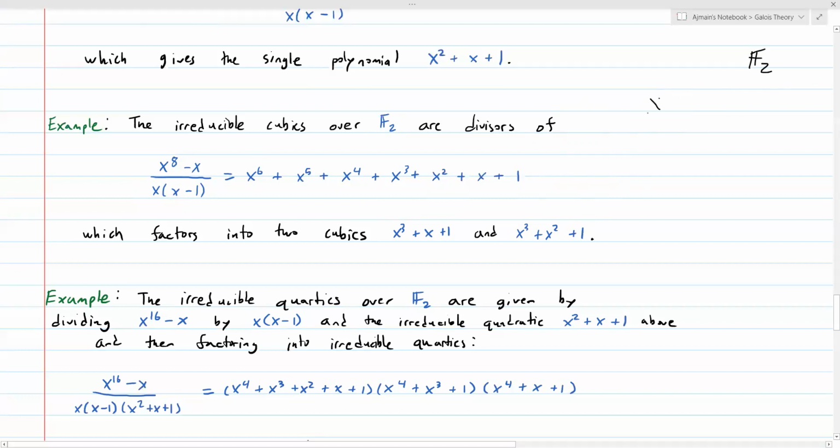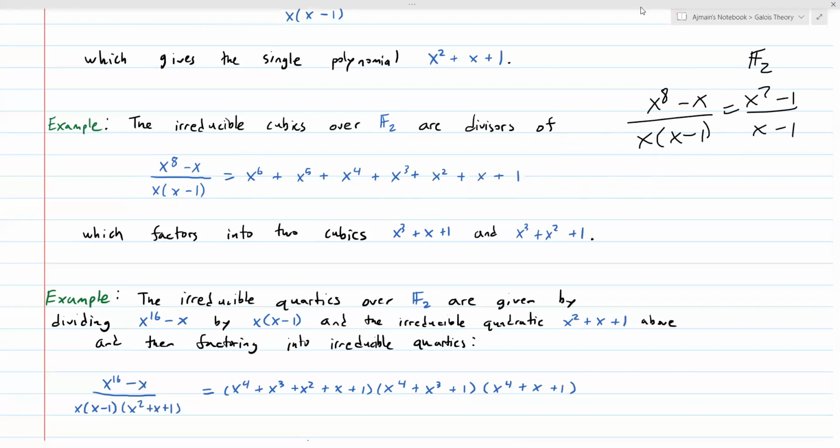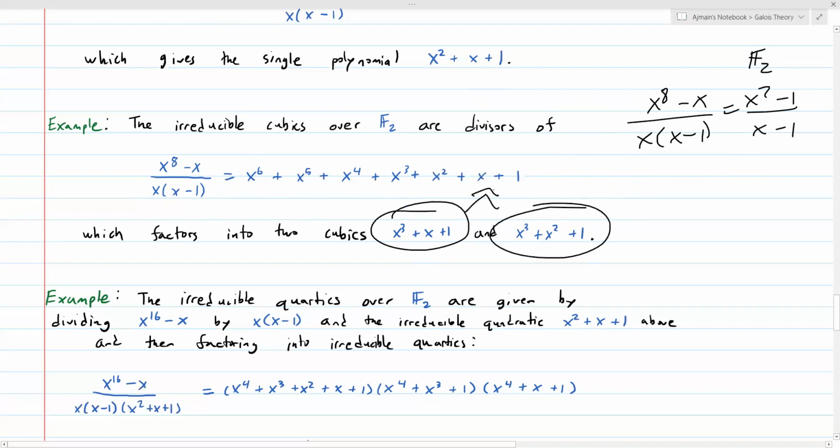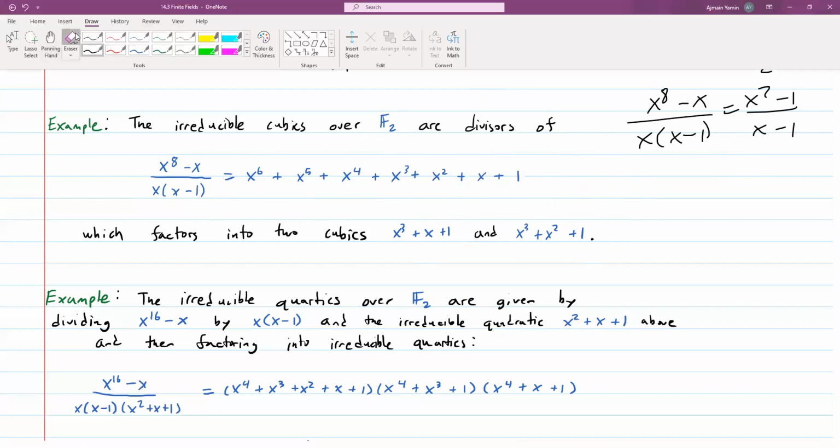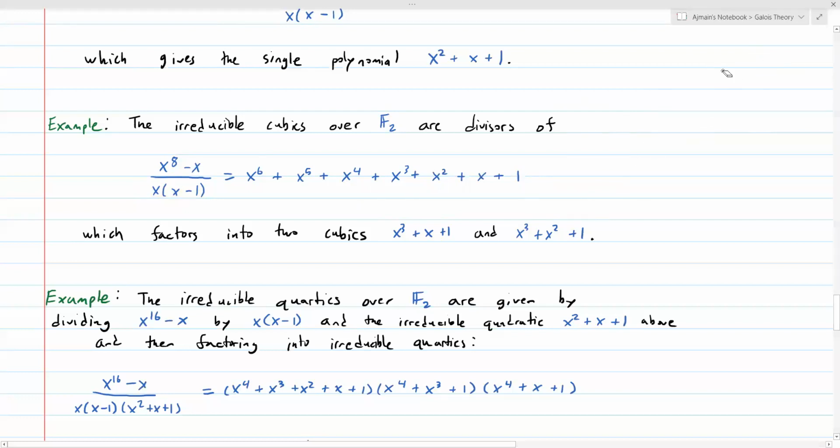The base field is F2, and you have x to the 8 minus x over x times x minus 1. So you're just doing this, which is equal to x to the 7th minus 1 over x minus 1. And how do you actually do this long division? I'll talk about this a little bit, but basically there is a way to do it, but I don't know. You can check that this works because you can take these two things and multiply them together with coefficients in F sub 2, and you'll see that this works. But how do you actually do the long division? There are algorithms to do this, but that's all I can say. Does that answer your question? Okay.